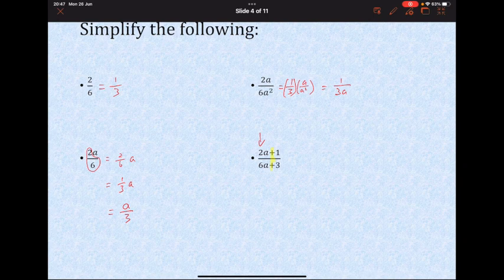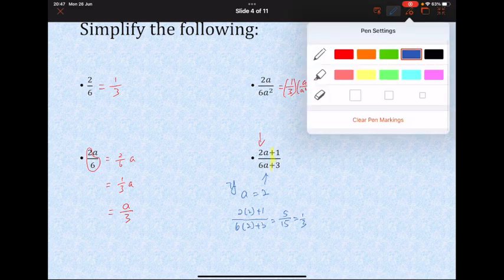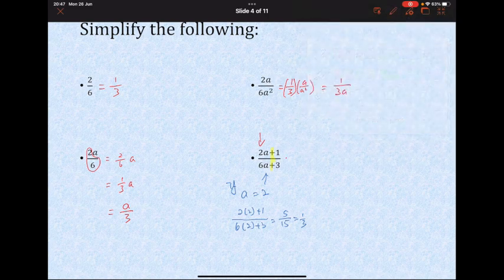Now, let's take for example, if a is 2, we substitute into this expression, we've got 2 times 2 plus 1 divided by 6 times 2 plus 3. It is actually 5 over 15, which is 1/3. Correct? Yep. Now, let's look at simplifying this expression without putting in a number.